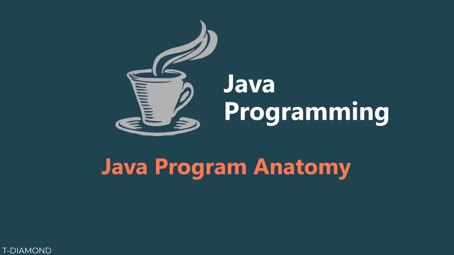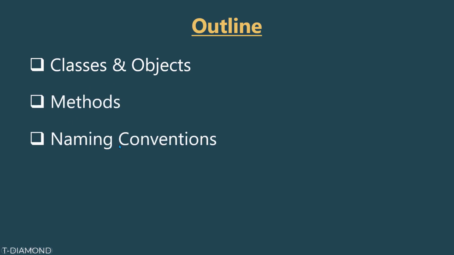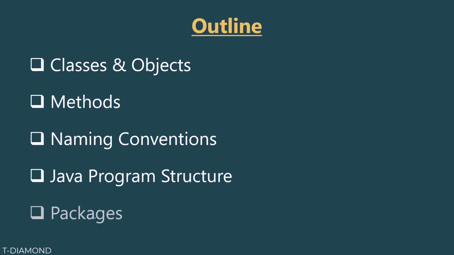In this lecture, we will talk about the Java program anatomy. So we will see how a simple Java program looks like. So here is our outline. We will talk about classes and objects briefly. We will also talk about methods, naming conventions, Java program structure and packages.